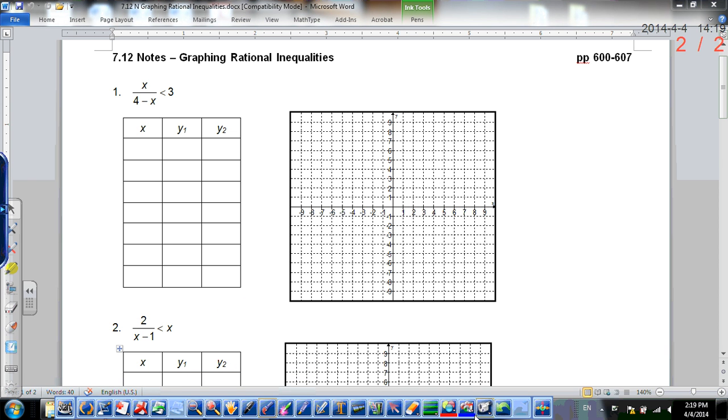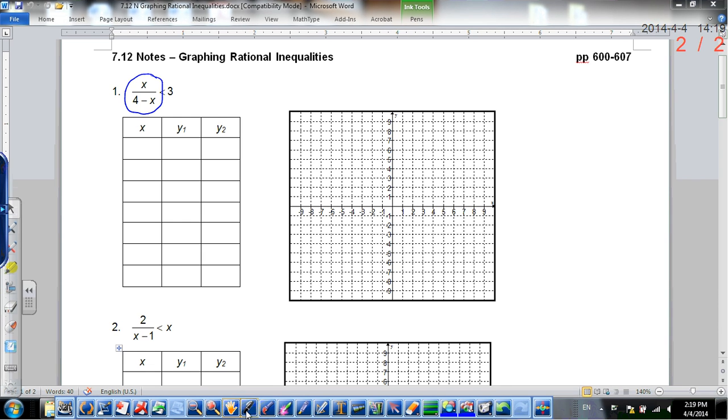So the first thing I'm going to do is graph this rational function using what I know about radii. I'm going to draw myself a little sketch. I'm going to call it y1 and graph y equals x over 4 minus x. You can write over the table or just write to the side. We're not really going to use the table today.